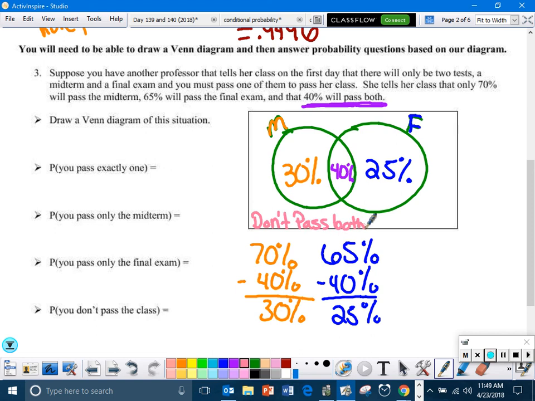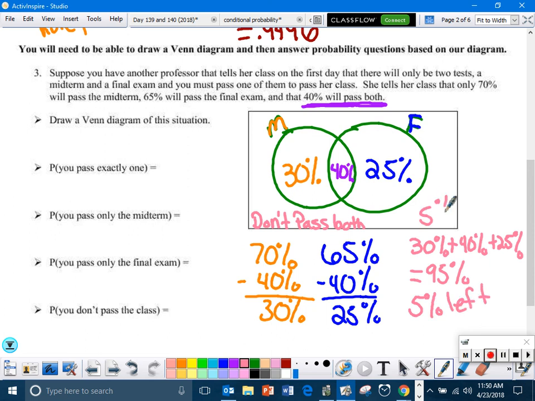Okay, well, to figure that out, I'm going to have to take my 3 percentages, add them together, and I get 95%. So that means there's 5% left. So that means that will go on the outside.